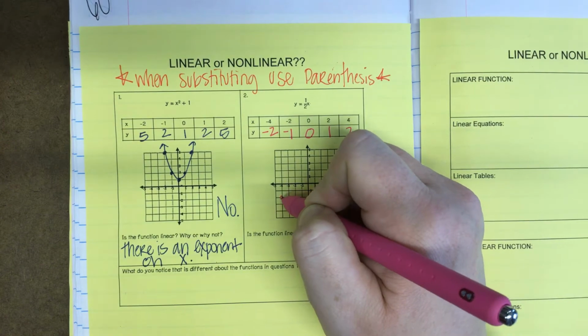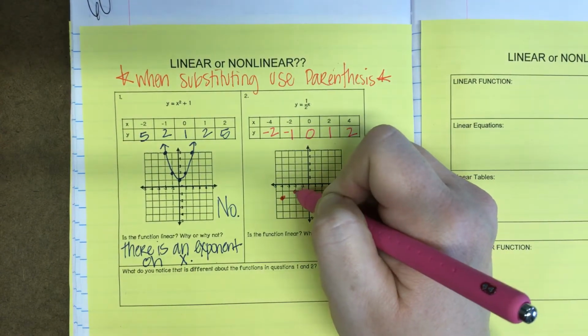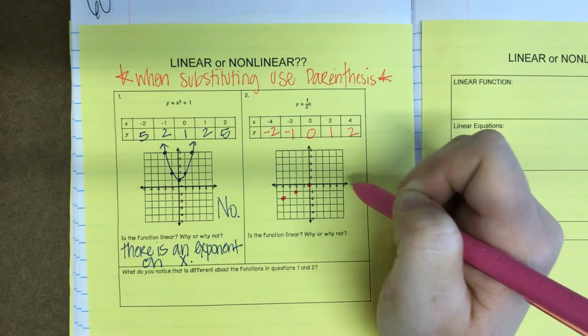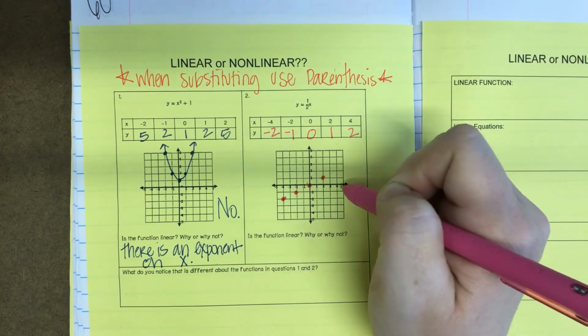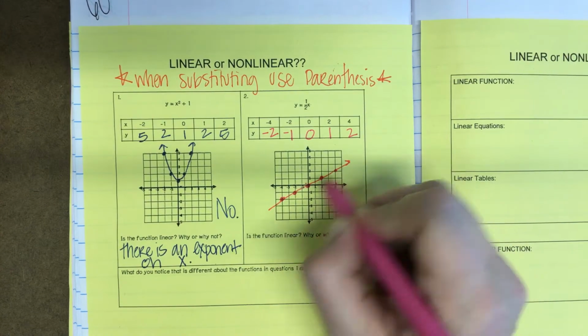Now let's plot it. -4, -2. -2, -1. 0, 0. 2, 1. And 4, 2. It's a line. It is a line. This is linear.